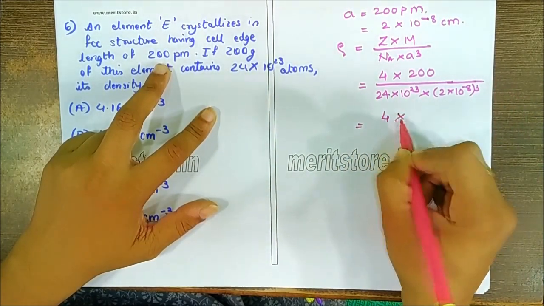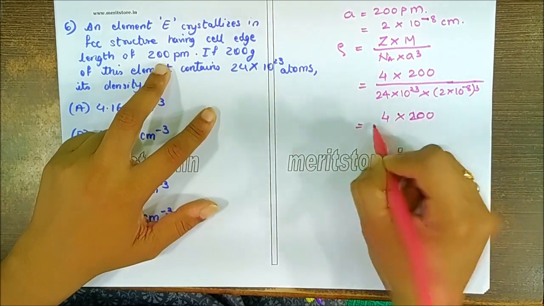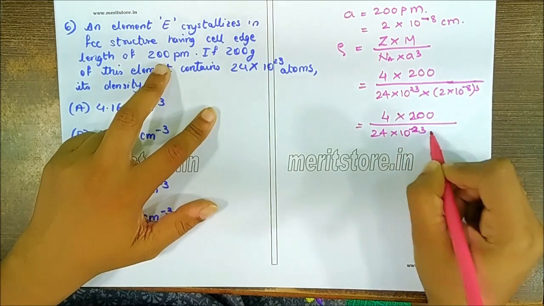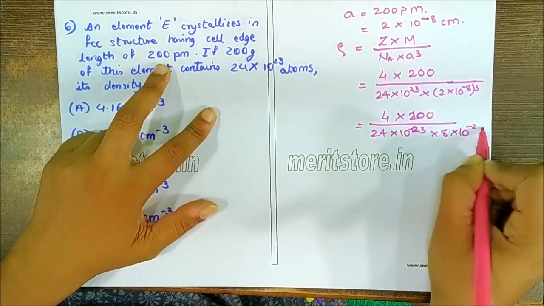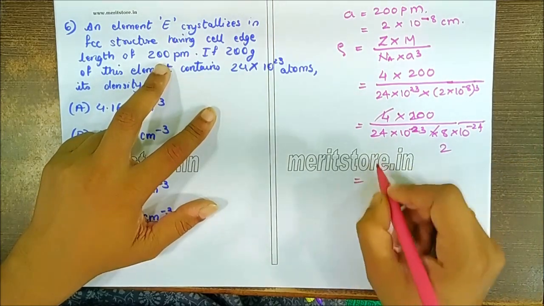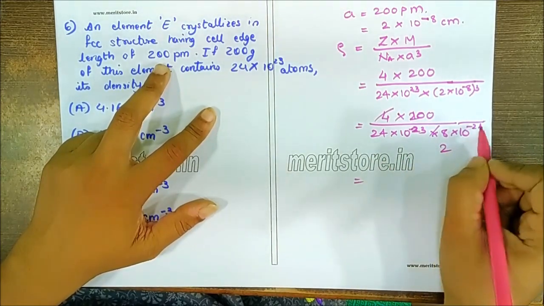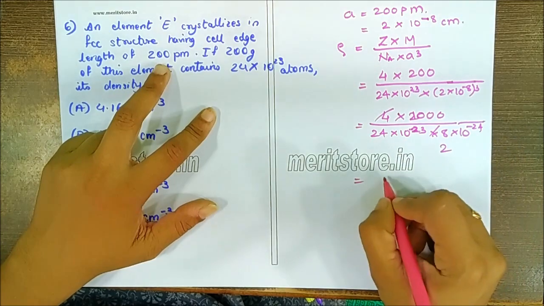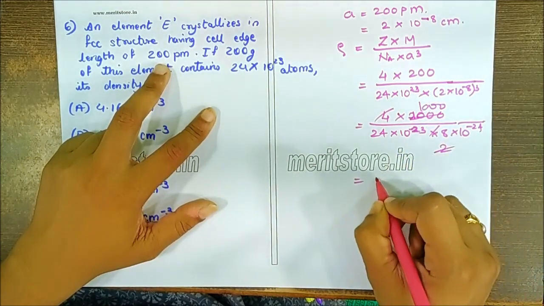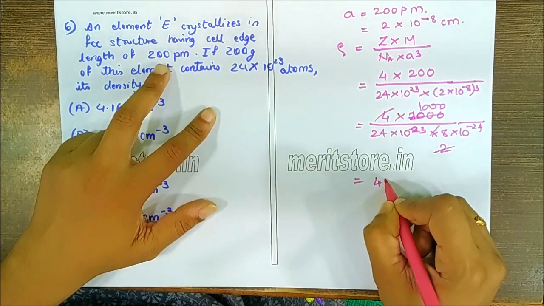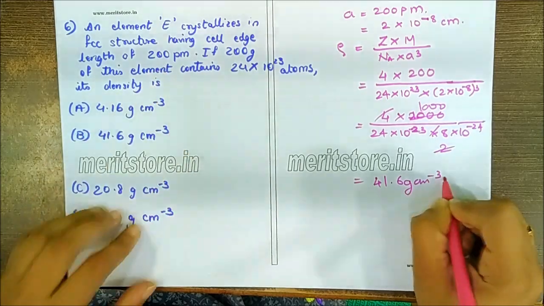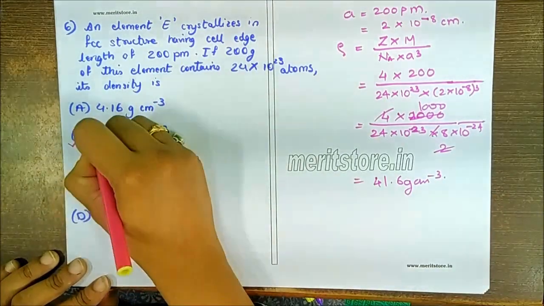So this is 4 into 200 divided by 24 into 10 raised to 23 into 8 into 10 raised to minus 24. So if you calculate this, finally this is 10 raised to minus 1. So 2000 divided by 24. So this will be 1000 divided by 24. So that comes out to be 41.6 gram per centimeter cube. So our option is option B.